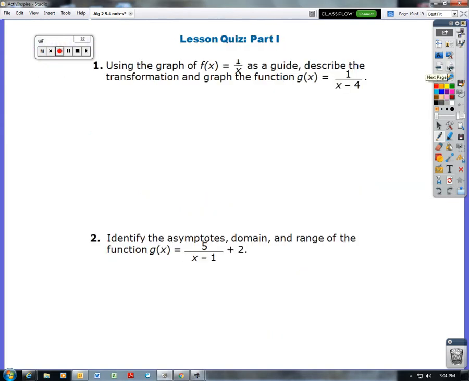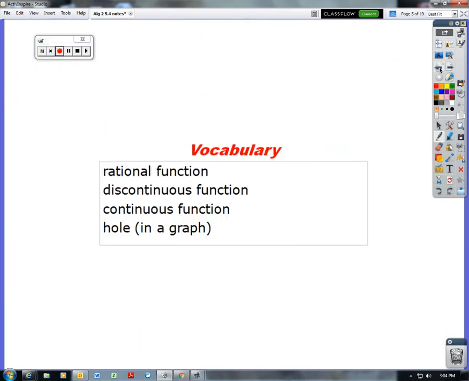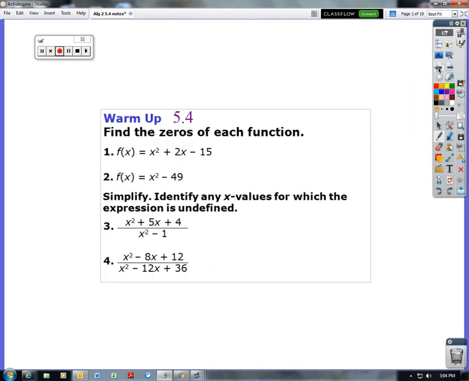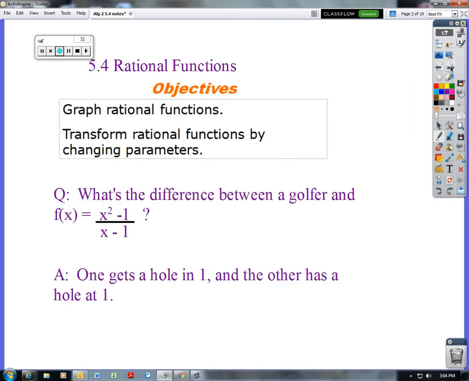Oh, this will be our warm-up. Now, I'm actually remembering the joke. Whoops, I went too far. Oh, here it is. What's the difference between a golfer and that function? One gets a hole in 1, and the other has a hole at 1.